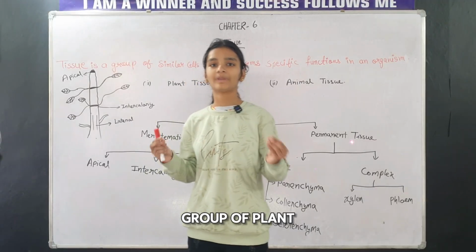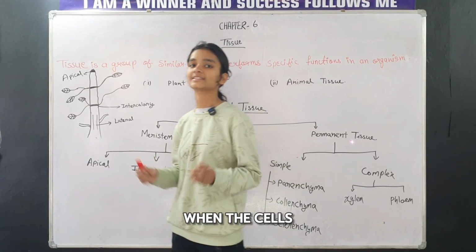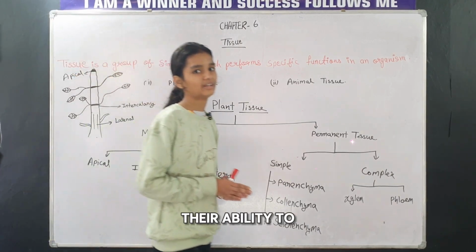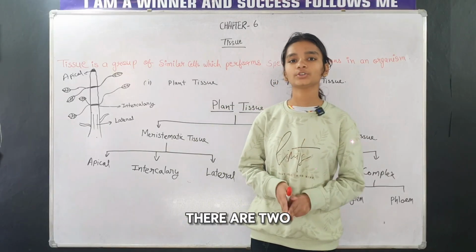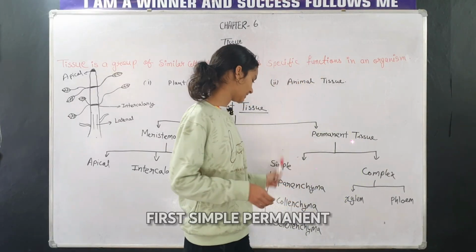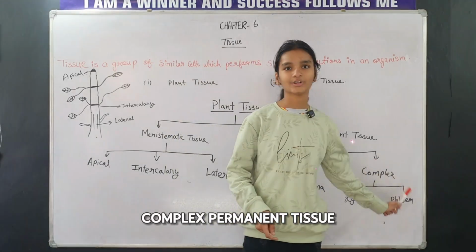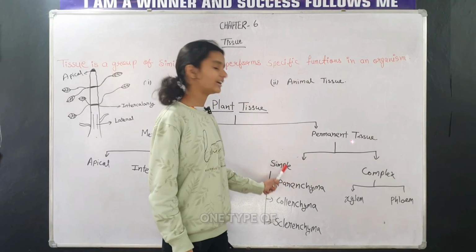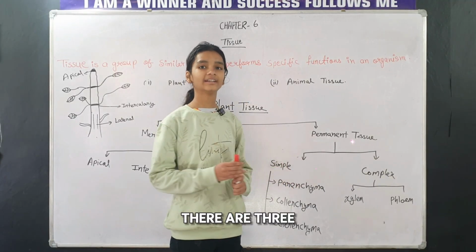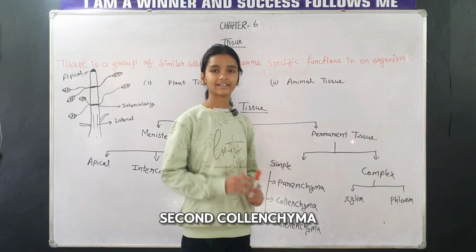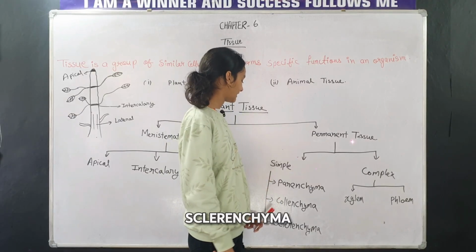It is a group of plant cells which is formed when the cells of meristematic tissue are dead and have lost their ability to divide. There are two types in permanent tissue: first, simple permanent tissue and second, complex permanent tissue. It is made up of only one type of cells. There are three types in simple permanent tissue: first, parenchyma, second, collenchyma and third, sclerenchyma.